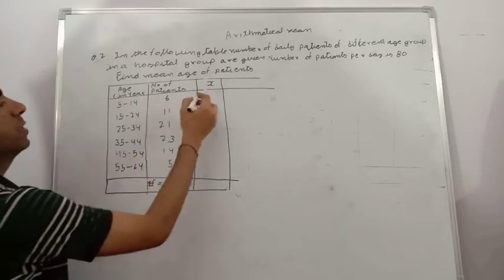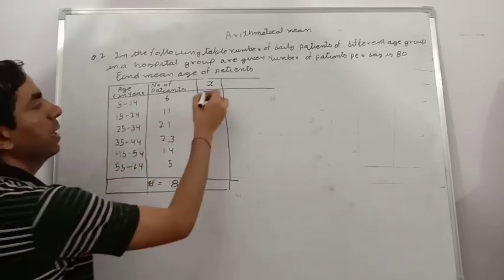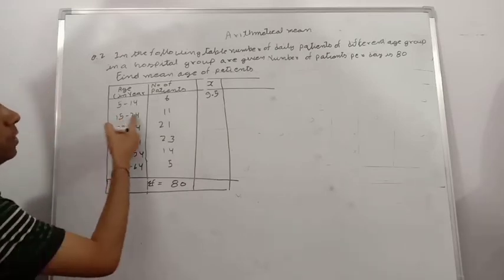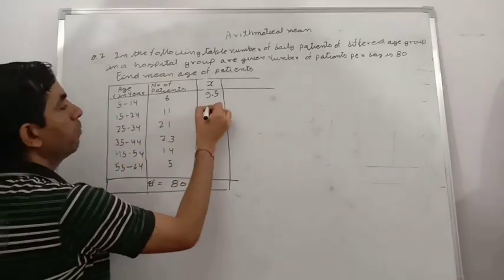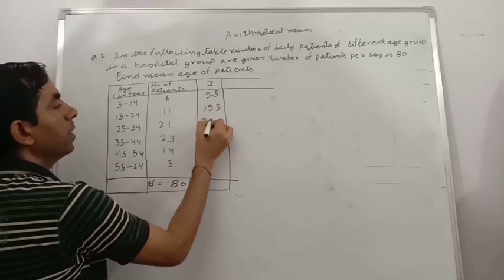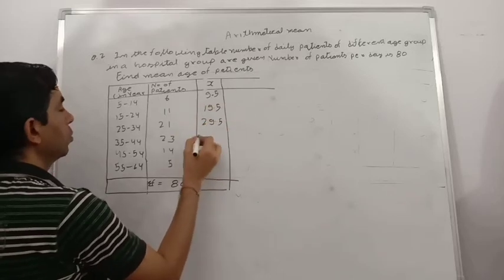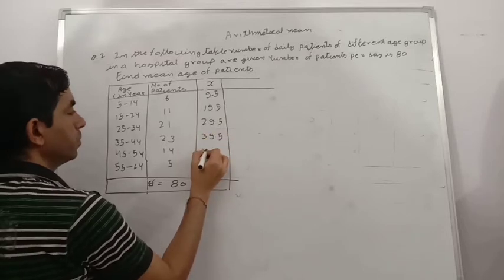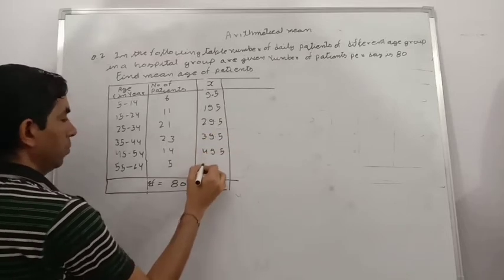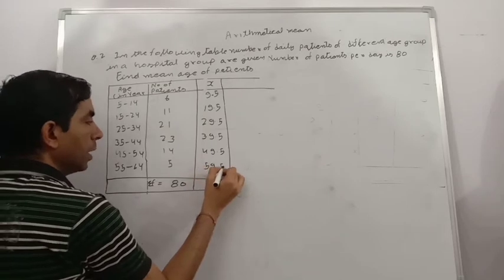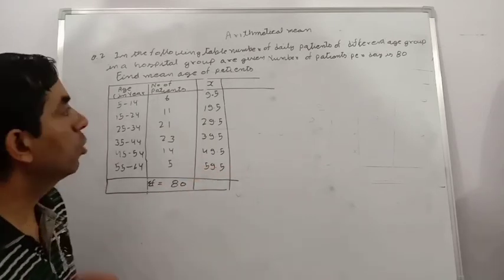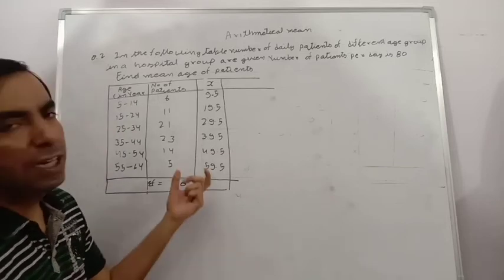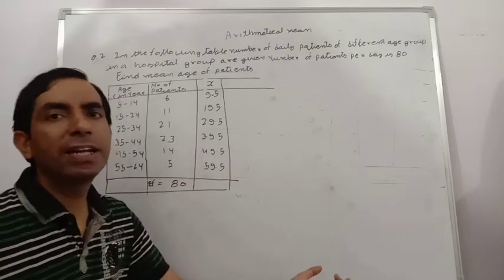So 14 plus 5 is 19. 19 divided by 2, then we get 9.5. Next, 15 plus 24, then we get 19.5. Similarly, we can find the x value of all age groups. Here we see that the values of x are somewhat difficult. So finding summation fx is very tough.